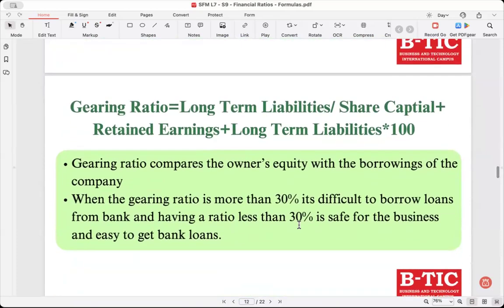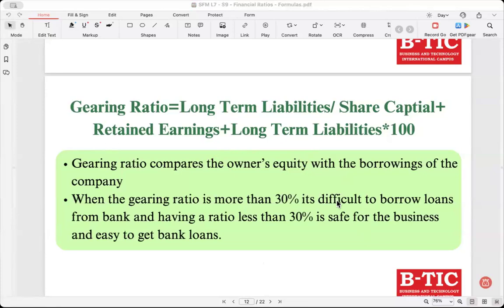Clear? Next, the gearing ratio. Gearing ratio equals long-term liabilities, and you have to be very careful here, you only take long-term liabilities into consideration, divided by share capital plus retained earnings plus long-term liabilities, times 100. The gearing ratio compares the owner's equity with the borrowings of the company.